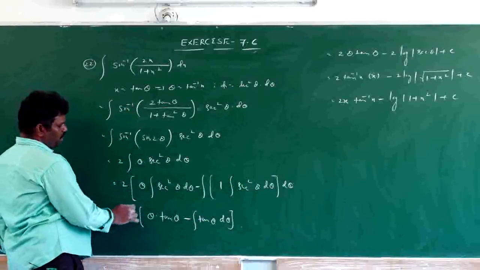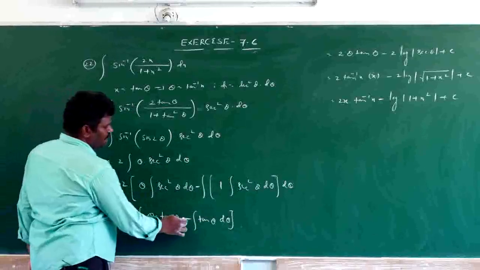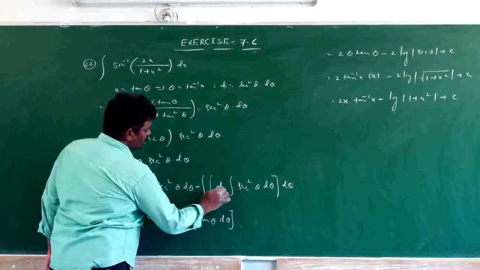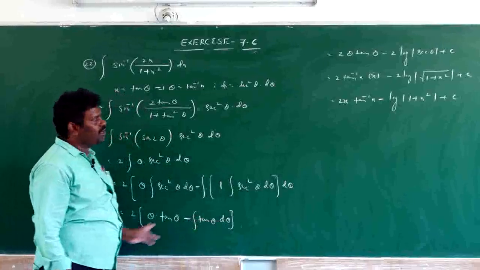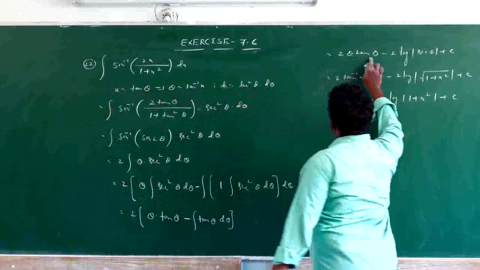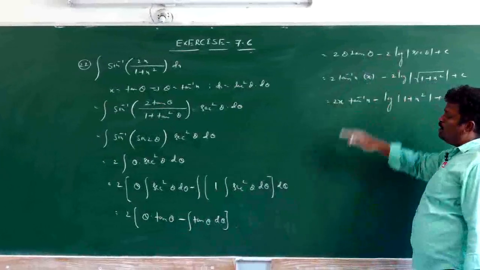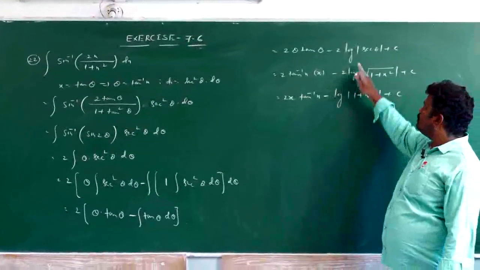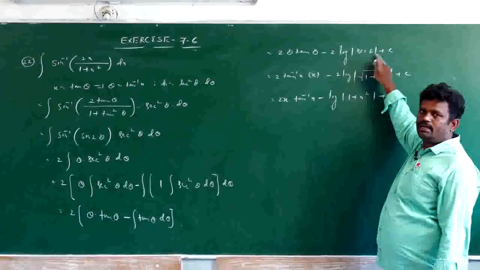Next, 2 theta secant square theta tan theta minus, here secant square theta is equal to what? Tan theta, the integral of tan theta d theta. Now multiplying with the 2, so 2 theta into tan theta minus 2 into the integral of tan theta d theta is equal to what? Minus log of secant theta plus c.